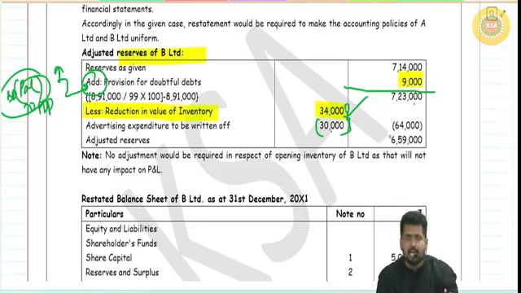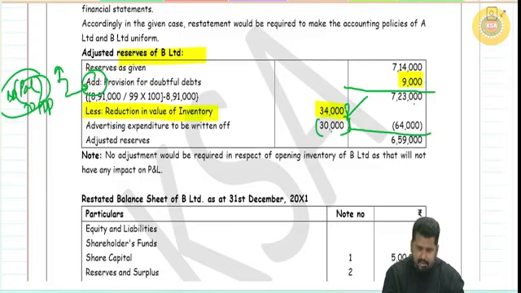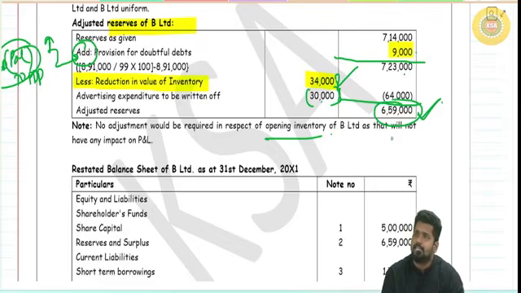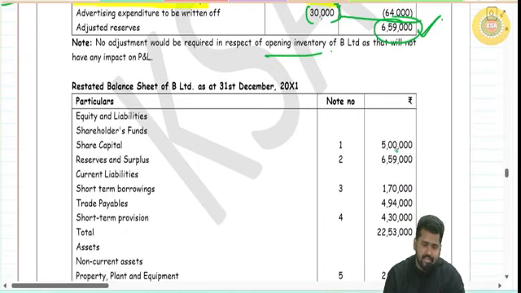And one more is advertisement written off. Amortization 34 and 30, total is 64. We are writing it off. Therefore, the revised P&L value is 6,59,000. No adjustment is required for opening inventory because it will be nullified. Clear? So 659. This 659 only we have to take.